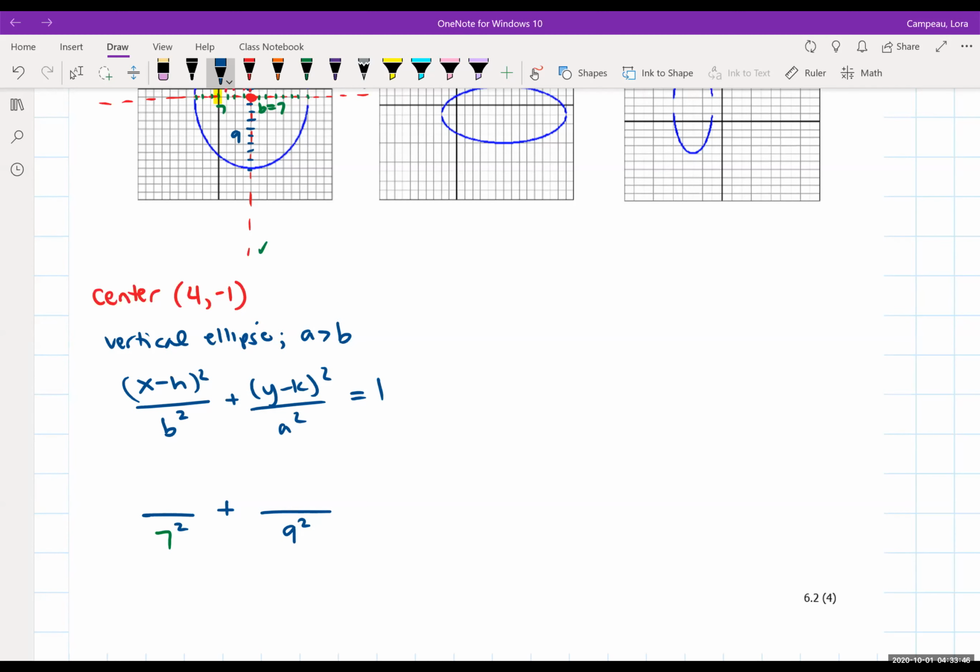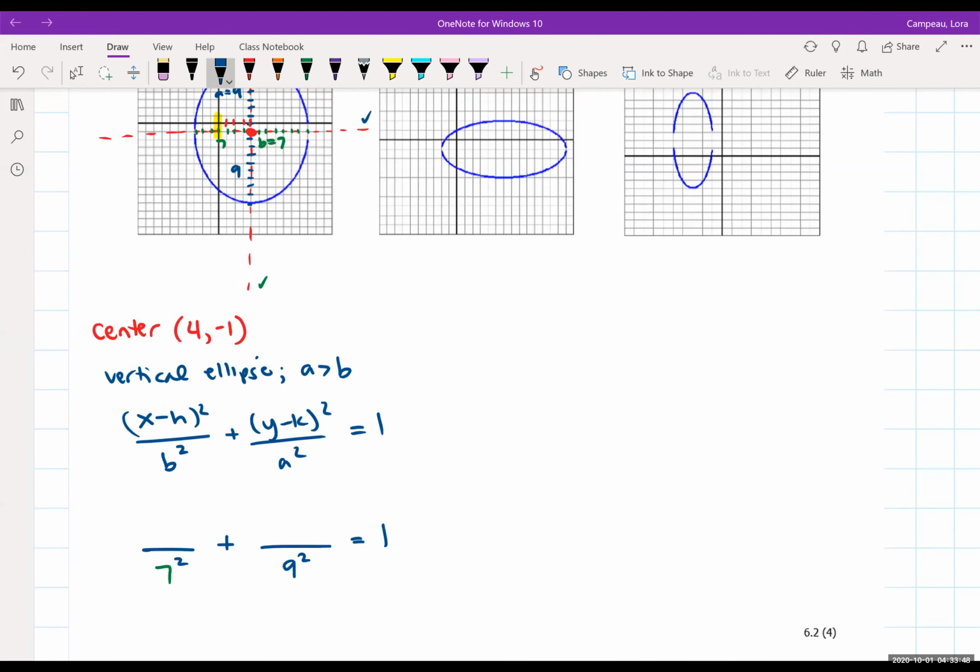Now, last thing, we'll probably have to simplify what's 7 squared and 9 squared, but I do want to also identify where my center is. So let's write that in. X minus h, so it's going to be x minus 4. And then y minus k, I'll color code that for you.